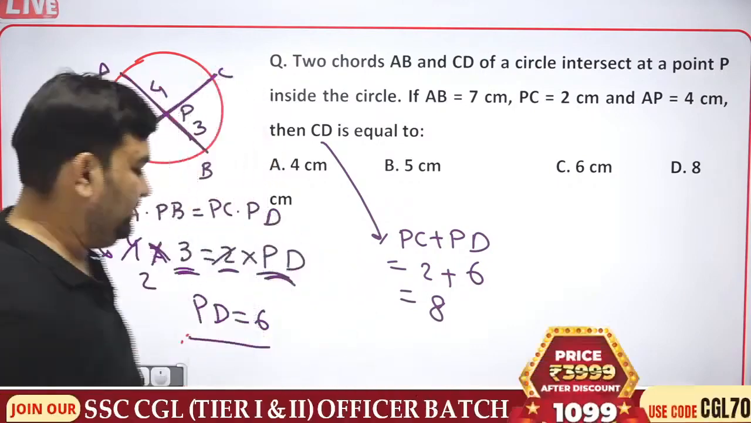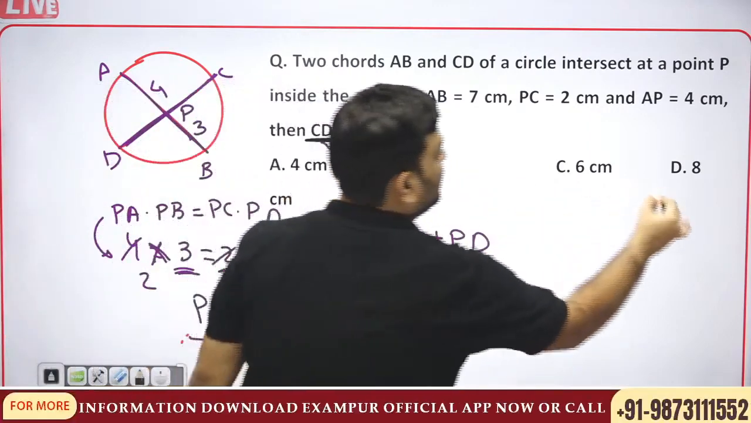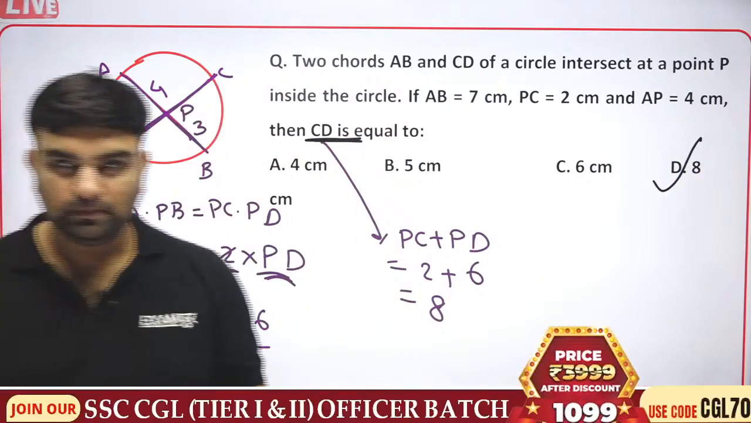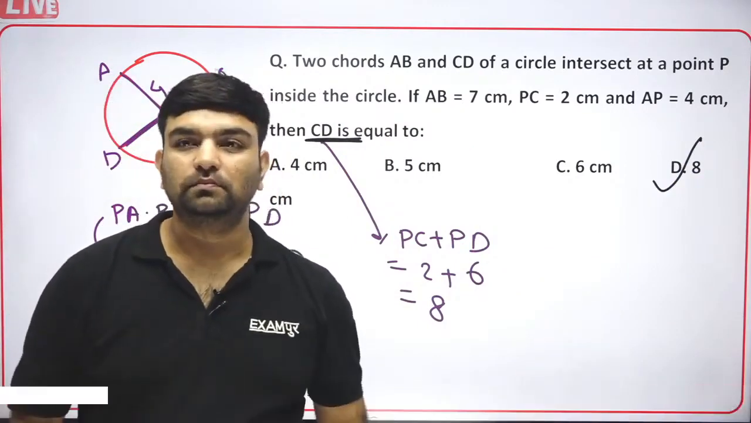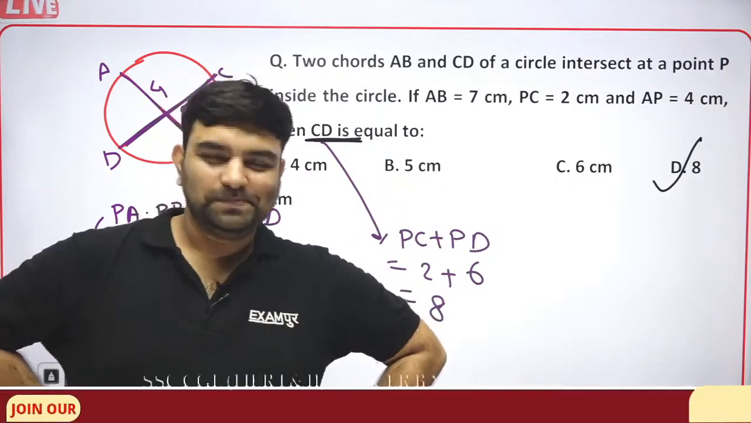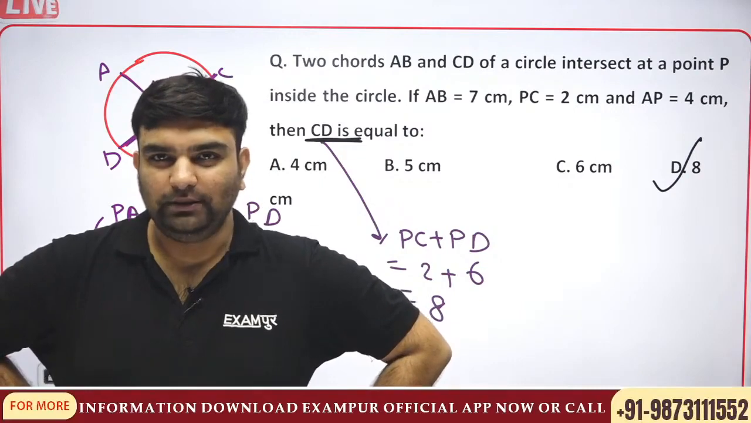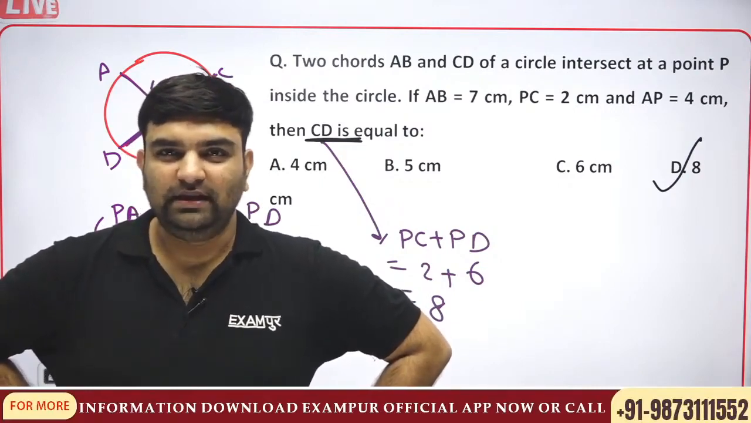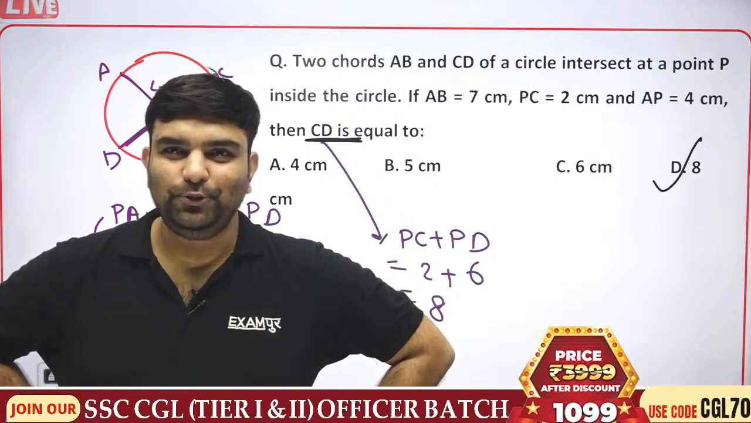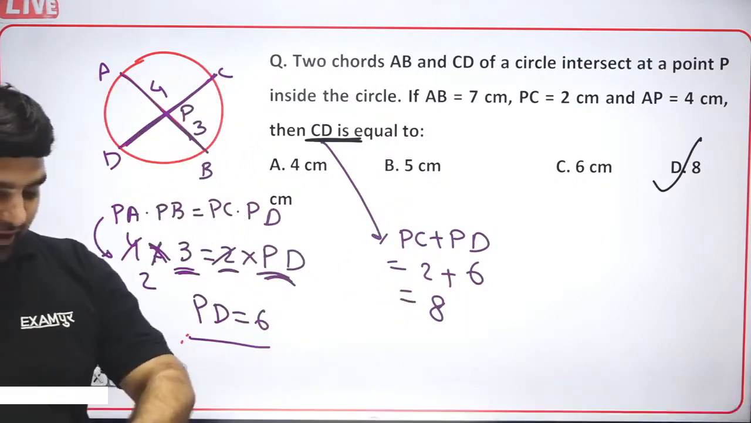They are asking for CD. Okay, only you were correct, the rest were not correct. Good. So this means you are reading the questions carefully. They are asking for CD, so it is PC plus PD. 2 plus 6, 8.